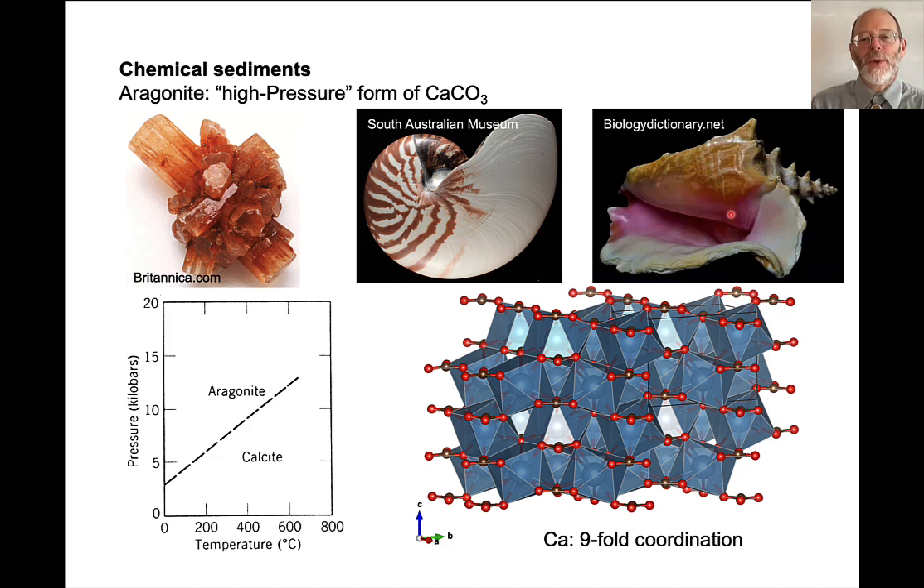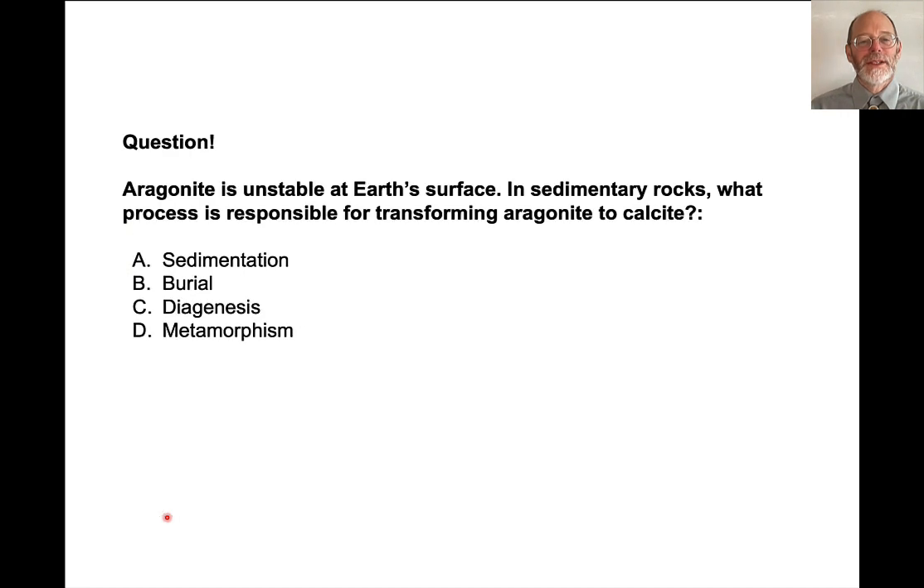So what's going on here? How can these organisms be precipitating aragonite? Well, it's a simple fact that minerals don't always precipitate at equilibrium. The equilibrium mineral at room temperature and pressure is calcite, but these organisms are precipitating aragonite. And what that means is that these shells will not want to be stable after being buried. They'll want to invert to calcite. So if it's unstable at Earth's surface, what process would then be responsible for transforming that aragonite to calcite? What would we call that?